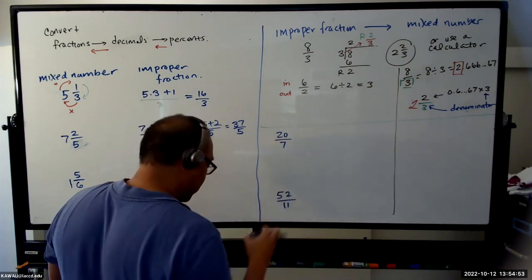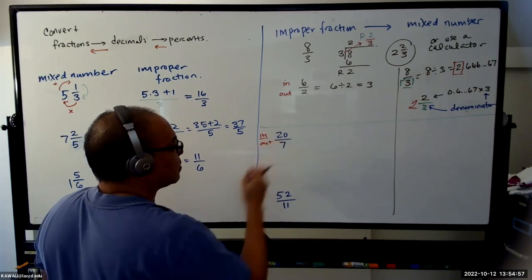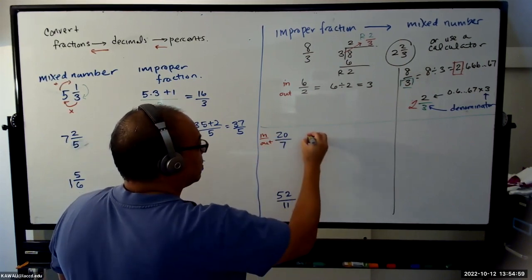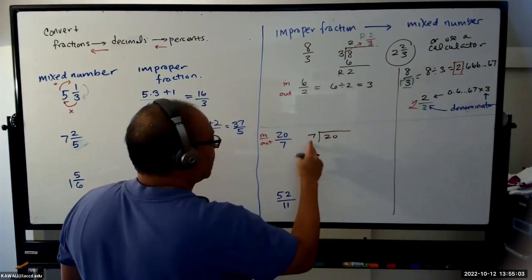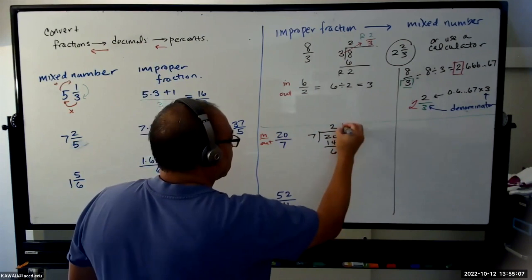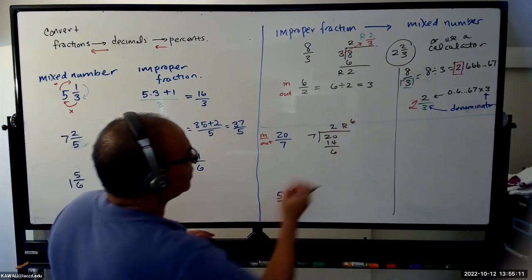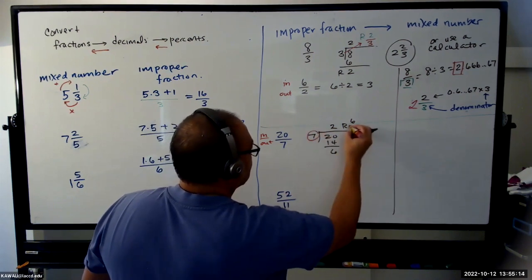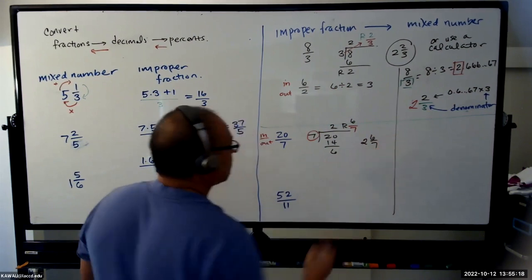Let me go in and out. The outside is 7, the inside is 20. 7 goes into 22 times. And then remember that we have the same denominator.